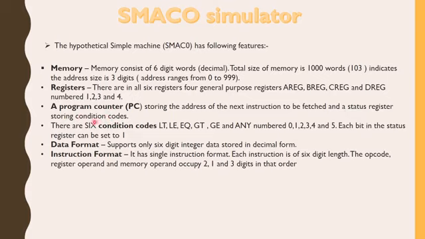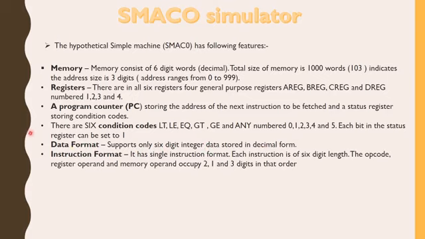The condition codes are of six types. They start from less than, equal to, greater than, equal to, and any, numbered from 0 to 5. Each bit in the status register can be set to 1 if any of these condition codes is set. If not, then it will be set to 0. So what is the data format? The data format supports only a 6-digit integer data that will be stored in decimal form.